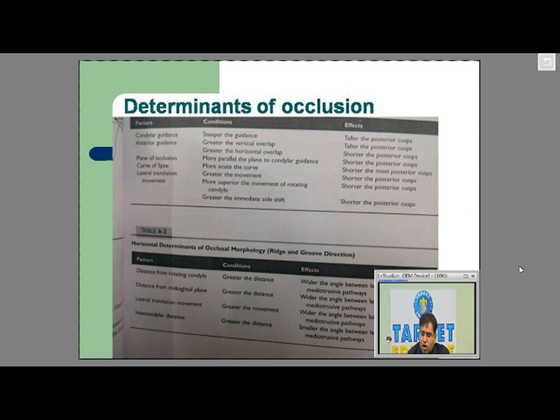So one of the questions was that steep condylar guidance would call for, answer would be taller posterior cusp. Then anterior guidance, if there is greater anterior vertical overlap, there will be steeper anterior guidance, which will also again call for taller posterior cusp.